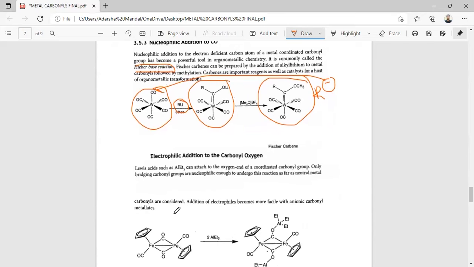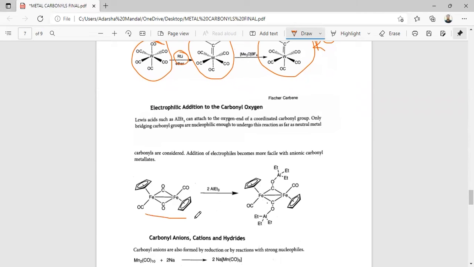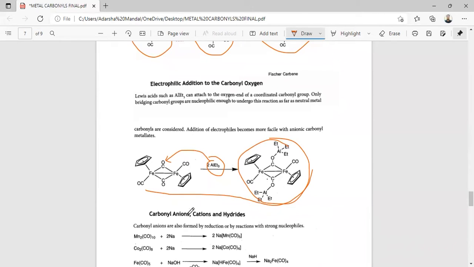Only bridging carbonyl groups are nucleophilic enough to undergo this reaction, as far as neutral metal carbonyls are considered. Addition of the electrophile becomes more facile with anionic carbonyl metals. So here is an example of the electrophilic addition to the carbonyl oxygen atom. Here AlMe3 is the electrophile, and it attacks the nucleophilic oxygen atom to form this adduct. So this is the electrophilic addition to the carbonyl oxygen.